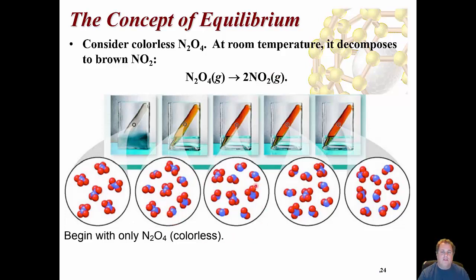Eventually, these NO2 will start reacting to form N2O4. At some point, we'll get to a point where these numbers of molecules aren't changing and the color will stay this same brownish color. It won't turn all of the N2O4 into NO2. It will only turn some of it.